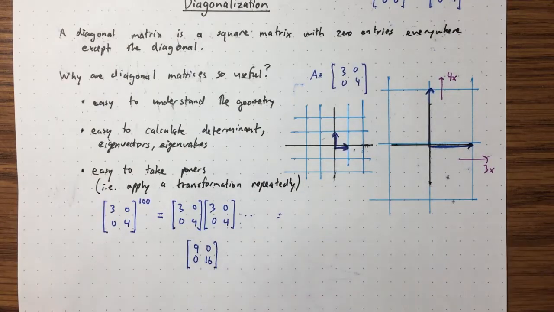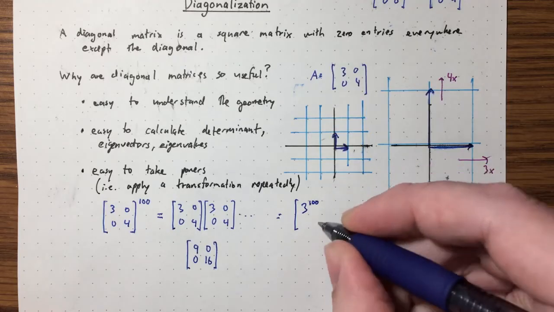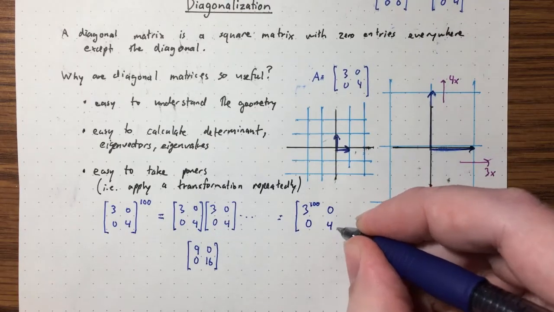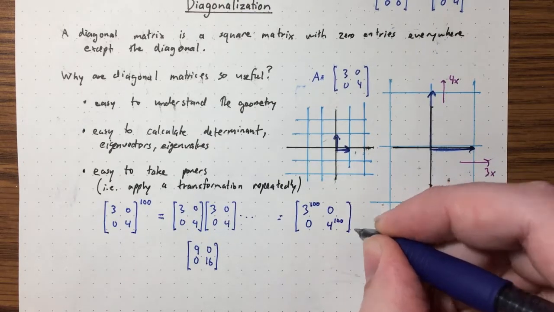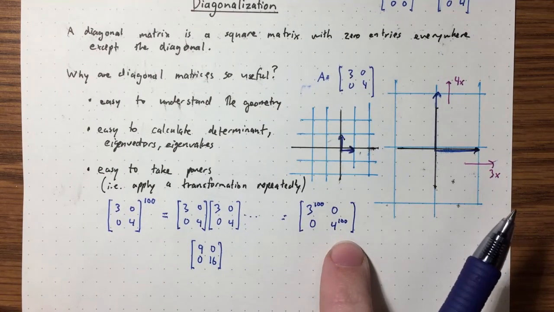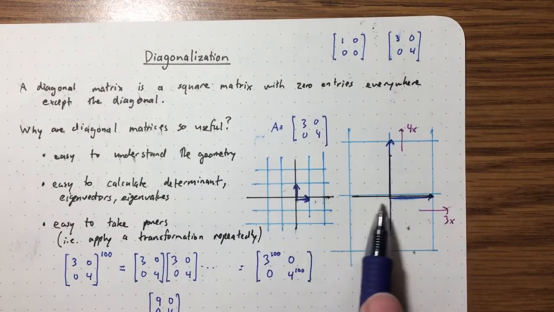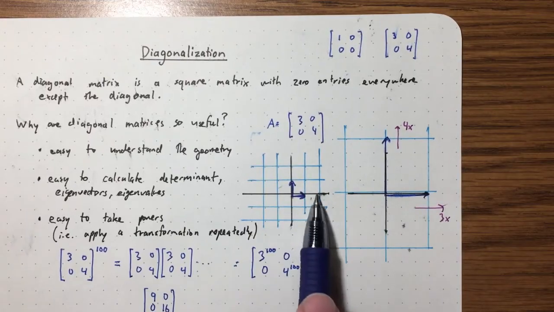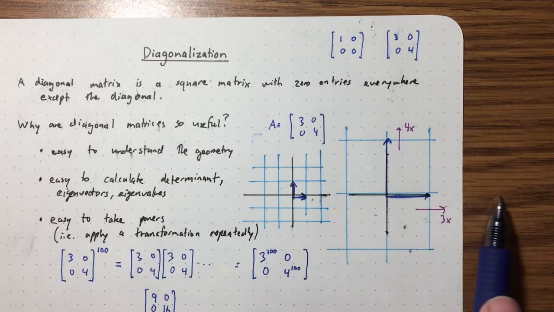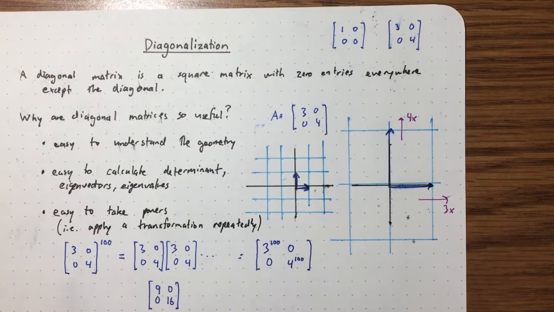So it turns out that when you take the power of a diagonal matrix, all that ends up happening is you get another diagonal matrix still, and the entries are just raised to that power. So we have a really nice formula for taking the powers of a diagonal matrix. We can see this geometrically also, right? Applying this transformation repeatedly, if we apply it once, we stretch by a factor of 3 this way. If we apply it twice, we stretch that by a factor of 3, so we're at a factor of 9 already.